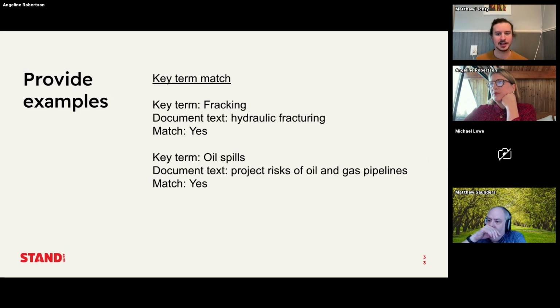The first one on fracking is just showing that the LLM should be looking for variations of the term, in this case the full expression of fracking as hydraulic fracturing. The second example on oil spills is meant to signal to the LLM that it should determine that the main project risks of oil and gas pipelines are oil spills, and so it should mark this as a match if it's about an exclusion or screen policy. Next slide.